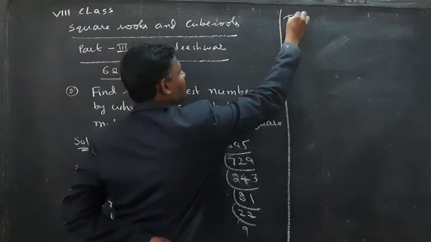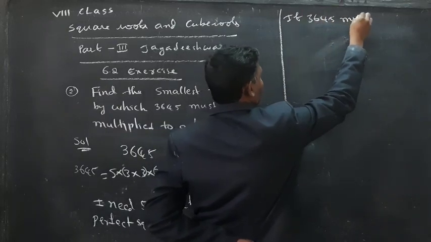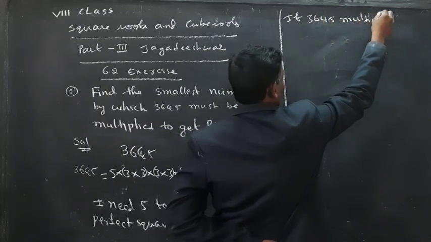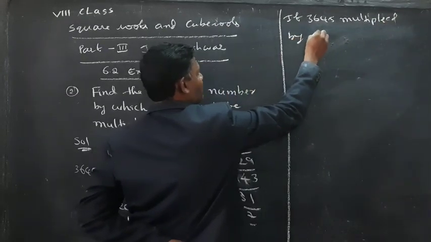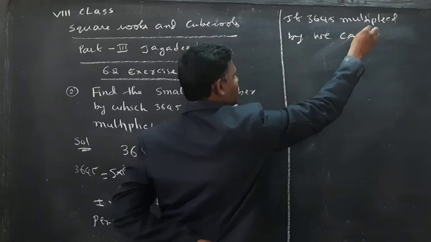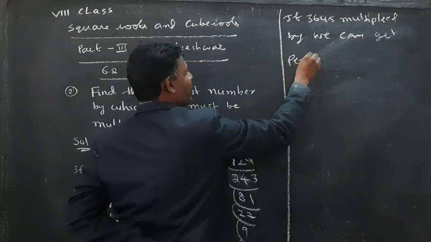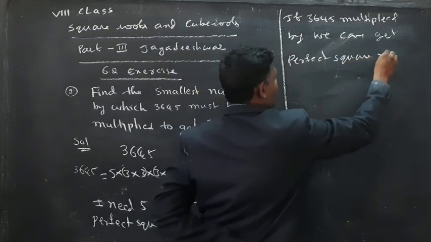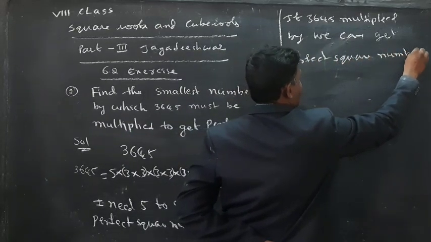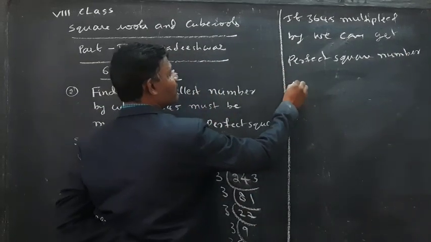If 3645 is multiplied by 5, we can get a perfect square number. So what is the conclusion here?